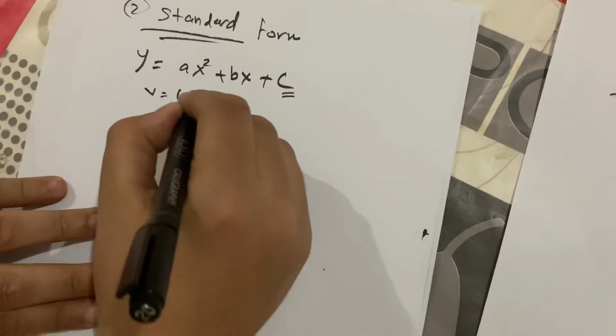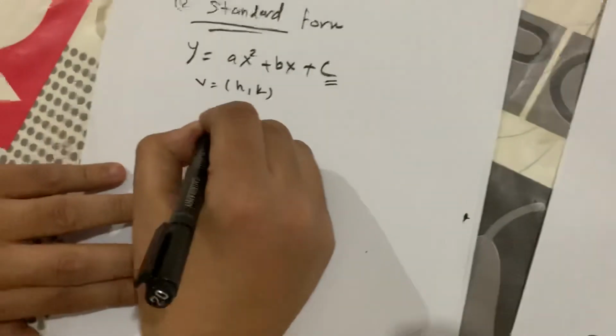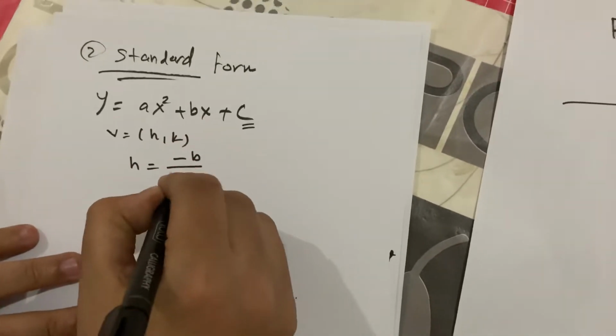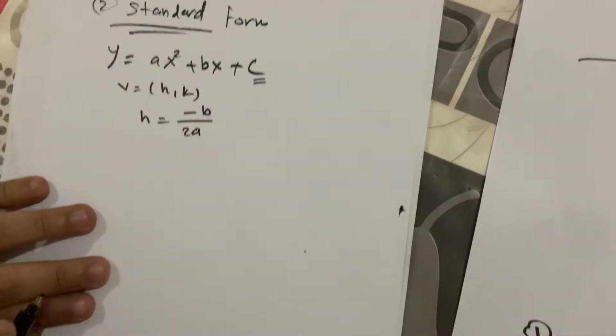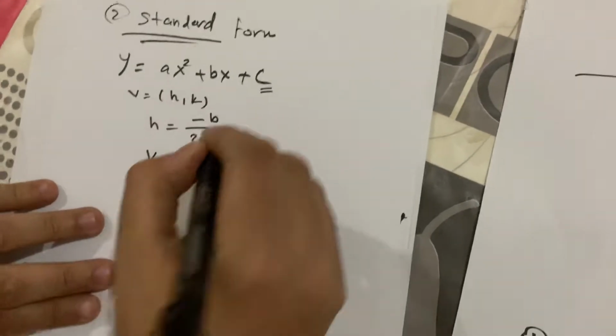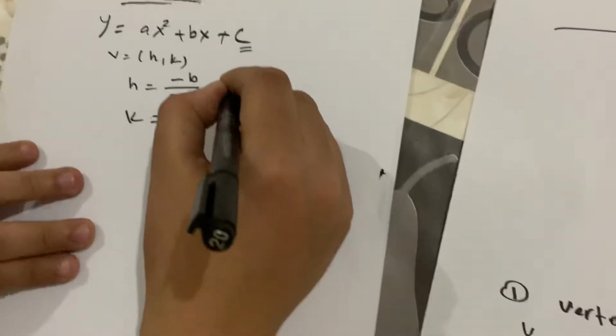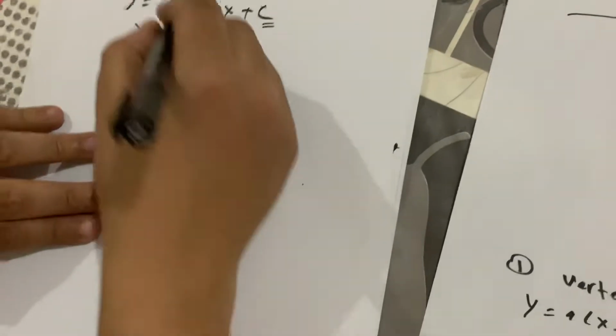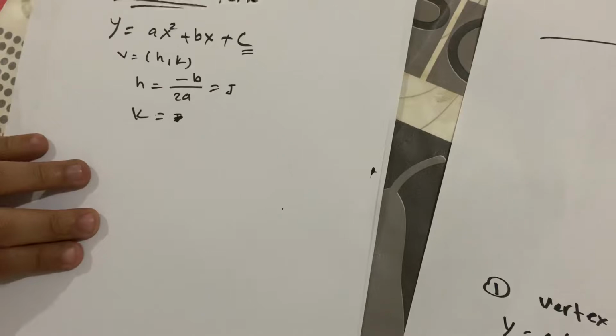Vertex, as we agreed before, is h and k. Then h equals what? Negative b, the coefficient of x, over 2a. a is the coefficient of x to the power of 2. But how can I find k? Substitute the value of h, for example if it was j, substitute j in the original equation to find the value of k.